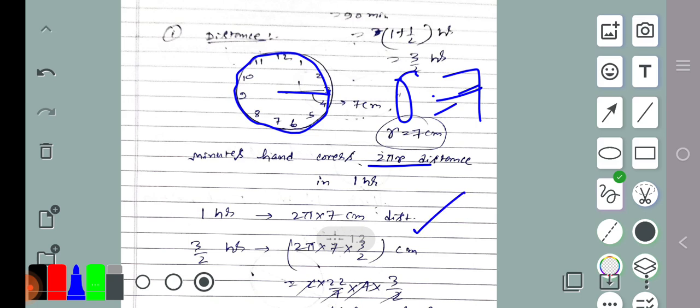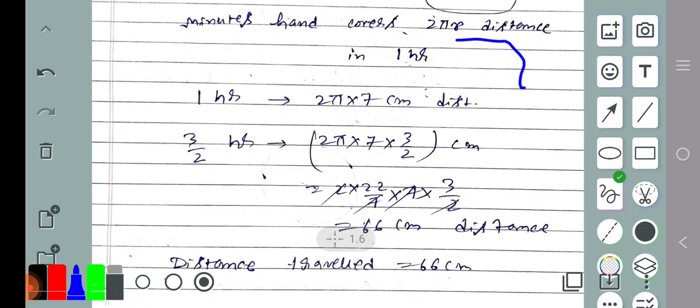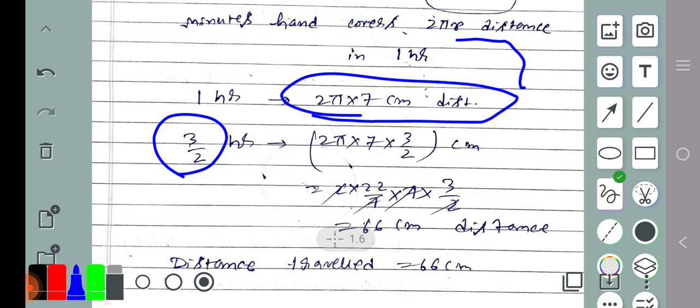So we can go by the unitary rule. In 1 hour the minute hand is covering 2 pi r, means 2 pi into 7 centimeter distance. 1.5 hour means 3 by 2 hour. It will cover 2 pi r into 3 by 2, and in place of r we will put 7. So 2 pi into 7 into 3 by 2, 2 will cancel out, 7 will cancel out. So from 6 to 7:30, this 1.5 hour, the minute hand will travel 66 centimeter distance.